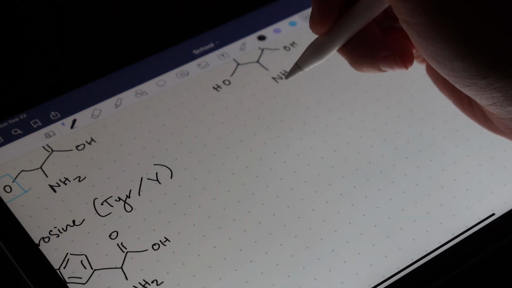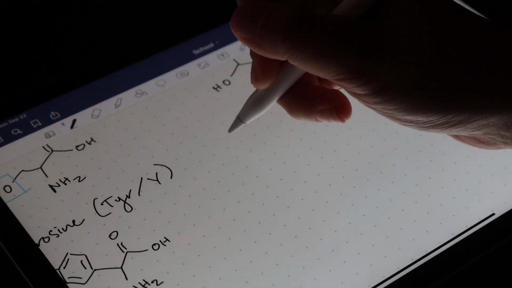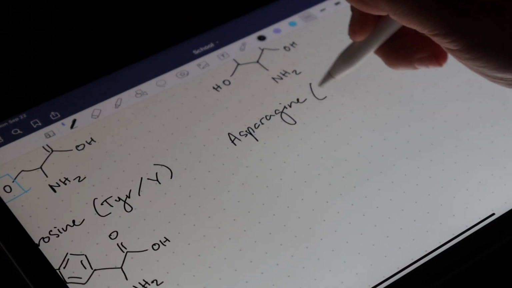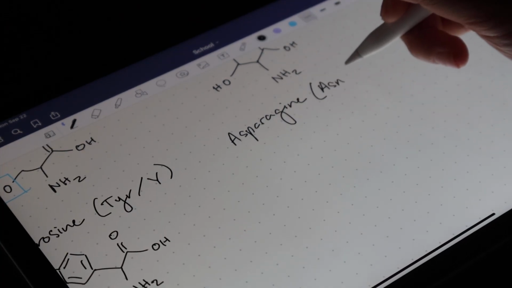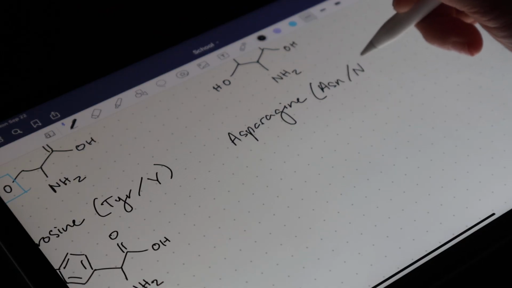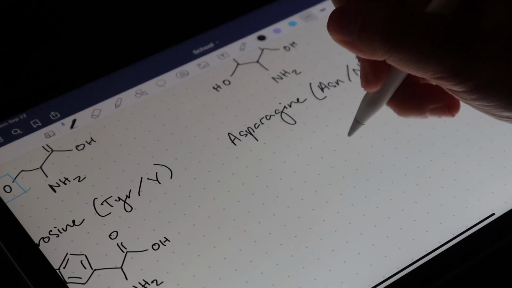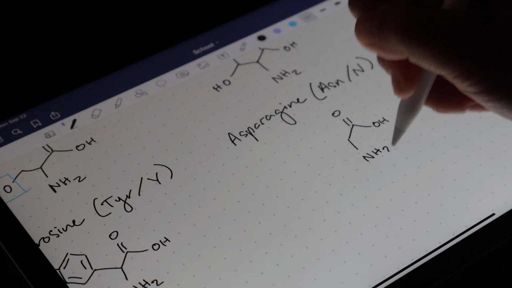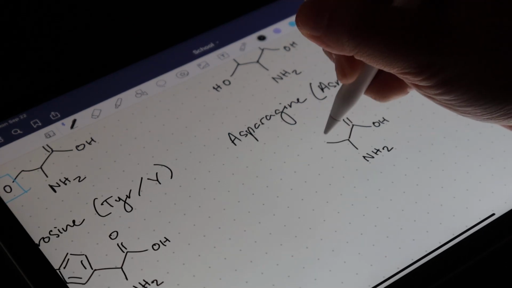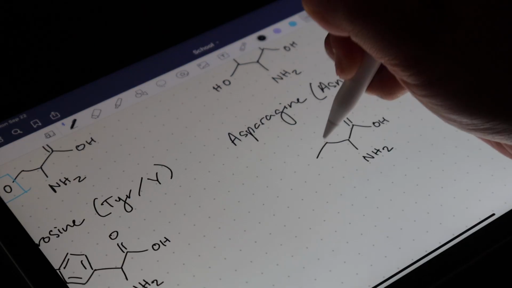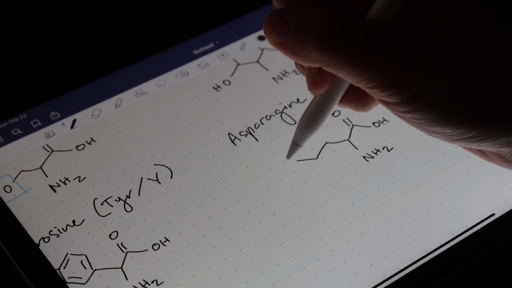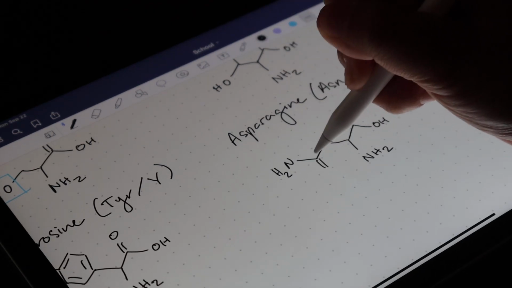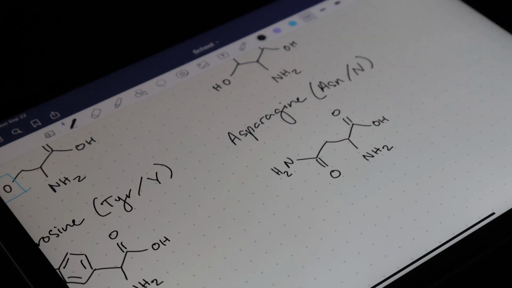Second to last in our polar section of amino acids, we have asparagine, which is ASN, or this one. Carbon, and we're going to get an amine. Off of this carbon, we're also going to have a double bonded oxygen.